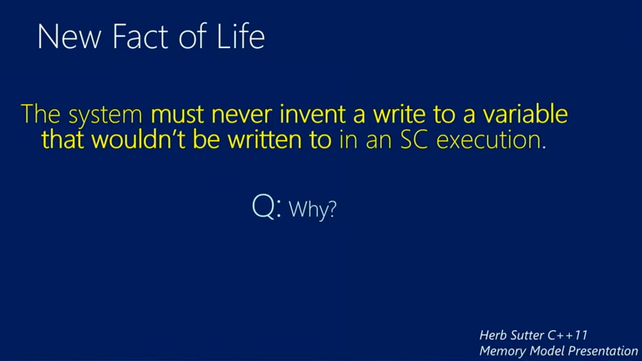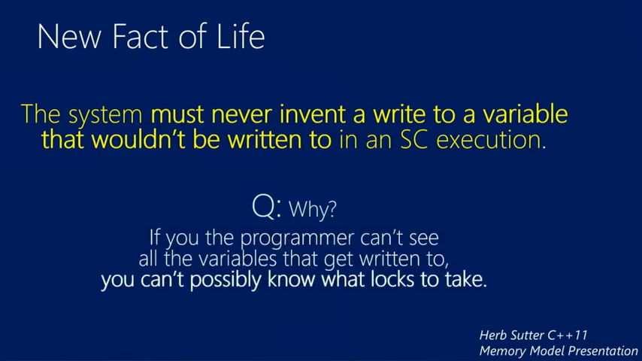Yeah, race conditions, right? And if the programmer can't see all the variables that get written to, you can't possibly know what locks to take. So what's cool about the new C++11 is that you should be able to look at the source code that'll be executing on different threads and just reason about it as though it were executing sequentially. So the last thing you want is the compiler inserting stores, even if we're storing back old values.